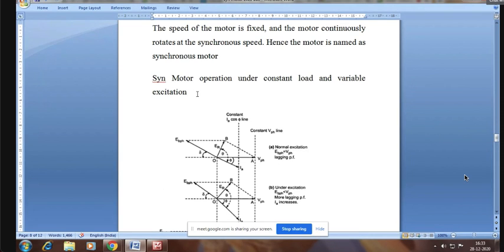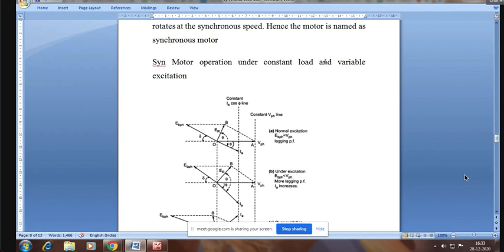Now let us take up the second article. The second article is how the synchronous motor operates or behaves under constant load and variable excitation. Like we know, for a machine, as the load increases, the input power also increases. For example, if it is an alternator, the load is electrical. As electrical energy output is increased, the mechanical input is also increased. That we have seen, and that is the concept leading to load angle, or power angle, delta. Can you recall this?